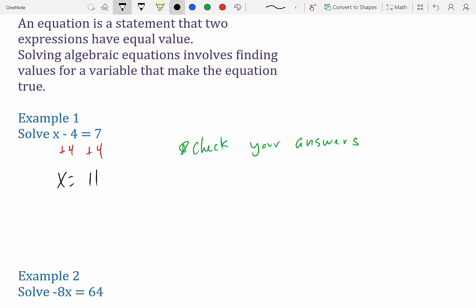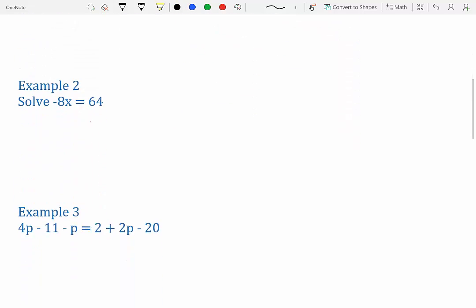Now, something you always want to do is check your answers. Not so much with what we're doing in 2.1, but it's good to always check your answers, because later in the semester we're going to get to something where one of the answers is incorrect, and so on. So just make sure you check your answers. You can do this in your head. 11 minus 4 is 7, so you're good to go.